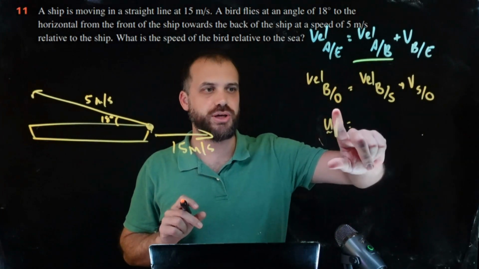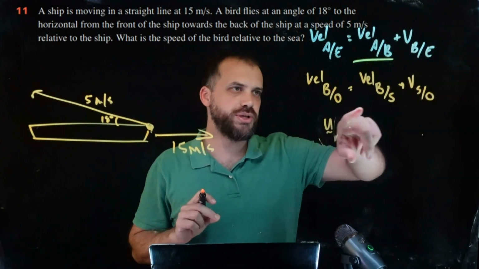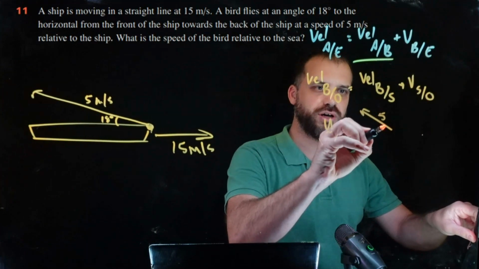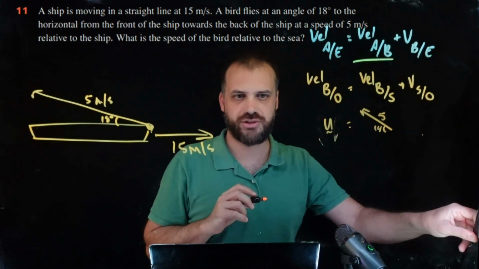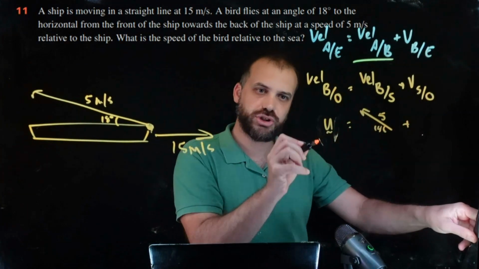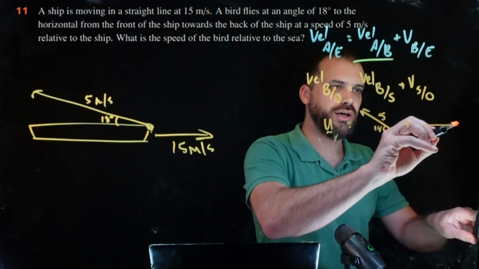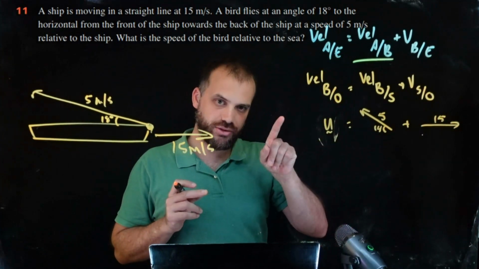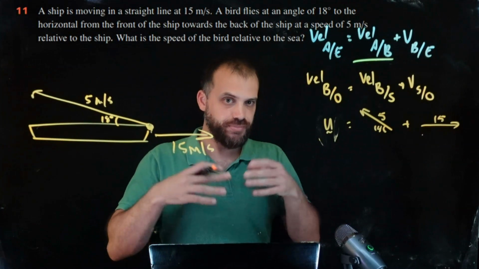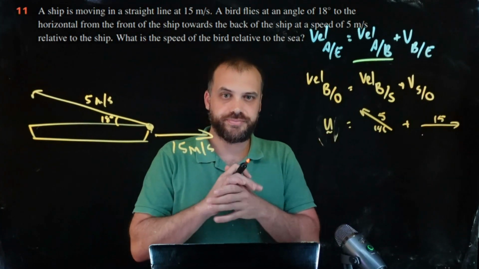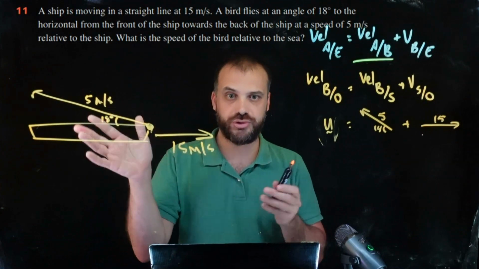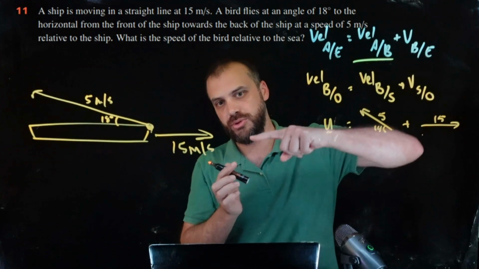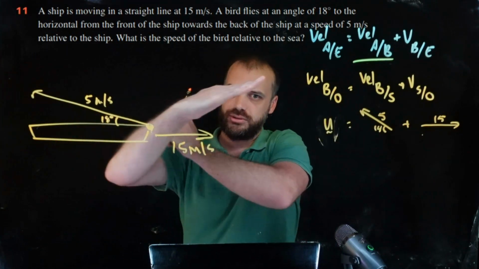Okay, so vector U, we don't know it. We don't know the bird relative to the ocean. We do know the bird relative to the ship: magnitude of 5 and an angle here of 18 degrees. And we do know the ship relative to the ocean, 15. Okay, so if we add those two vectors together, we'll have our answer. Now, you could have drawn this picture differently. You could have drawn the boat moving straight up and the bird like this. You could have moved the boat going this way and the bird like this.